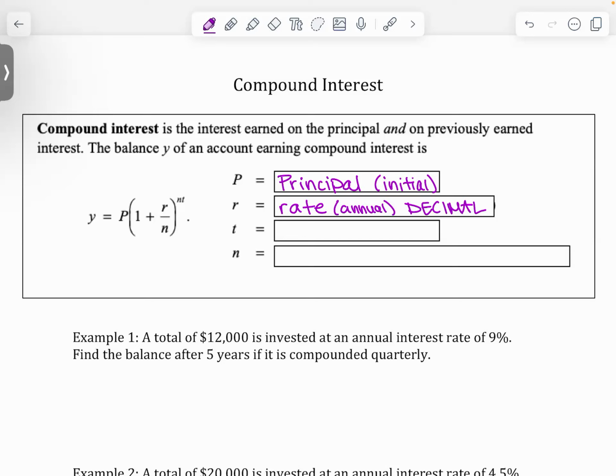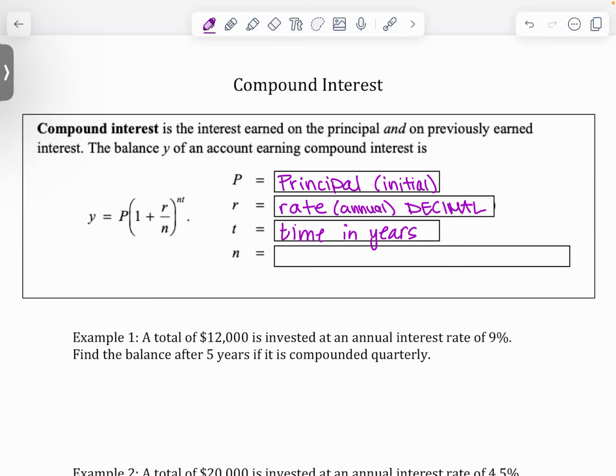What do you think T stands for? It is important to note that the time stands specifically for years. So if they give it to you in months, we have to convert it to years. What if it's in weeks? Then you convert it to years. It's like 0.5.